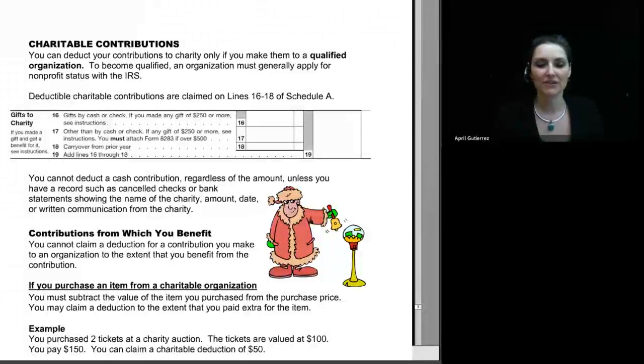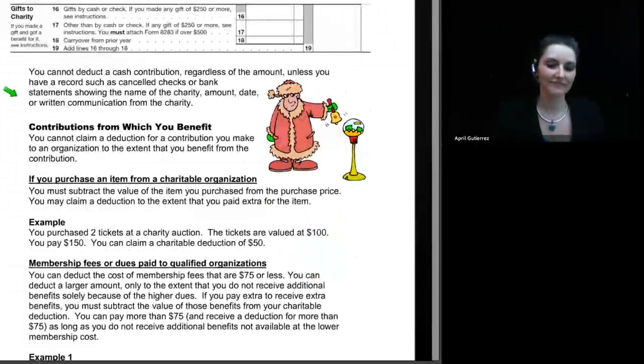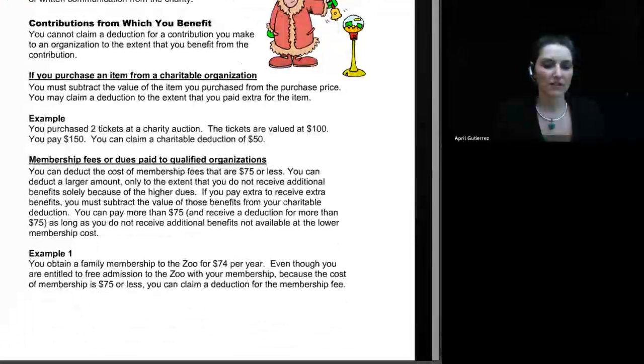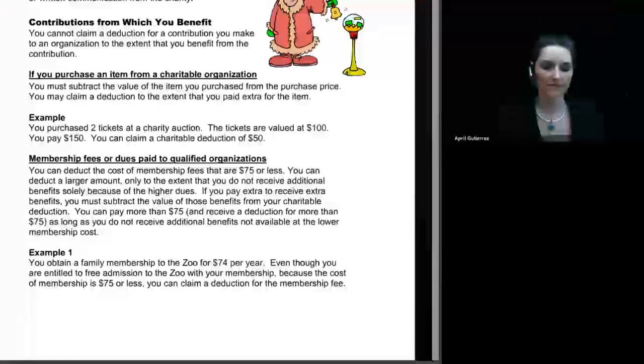Now other things are a little bit easier to pick out. For example, you could purchase 2 tickets at a charity auction and the tickets are valued at $100, but you pay $150 for them. Your deduction is going to be $50. So you purchase 2 tickets at the charity auction, and you cannot claim the value of those tickets. You can only claim the excess. $50 more than you paid is the deduction. Or you paid $50 more than they're worth, and that's the deduction.